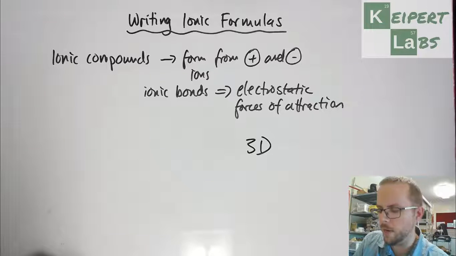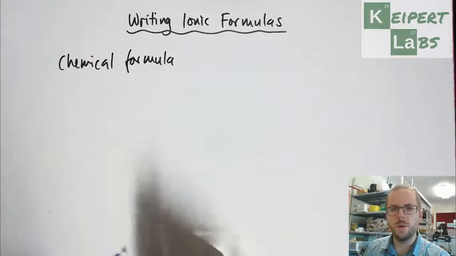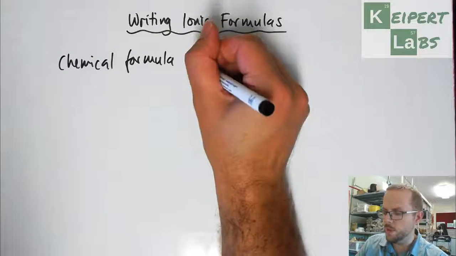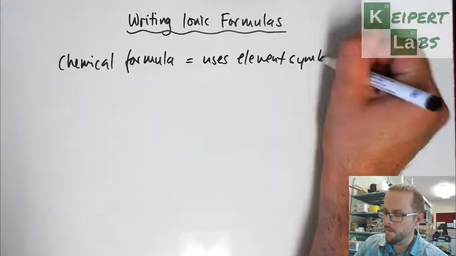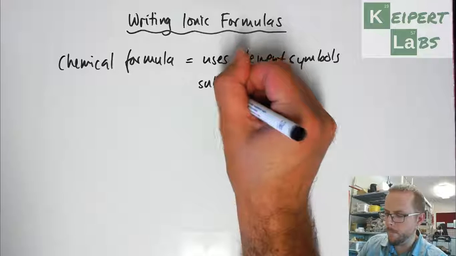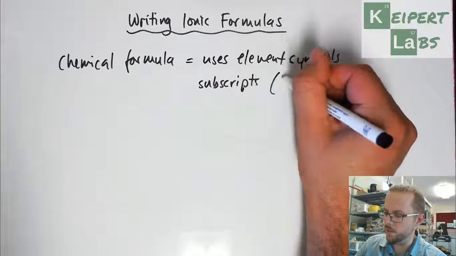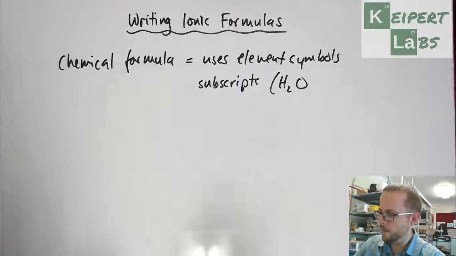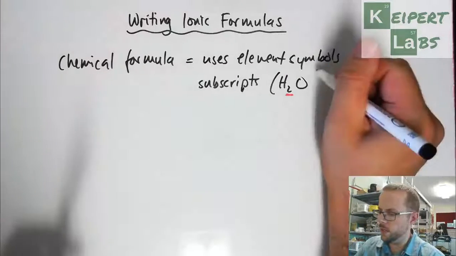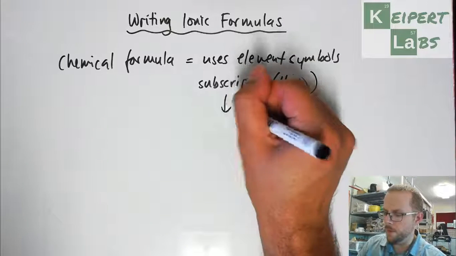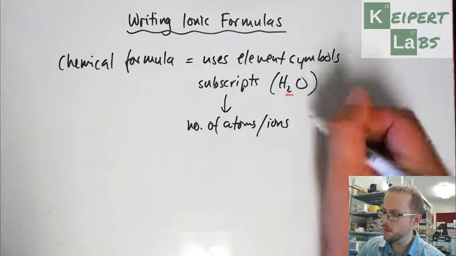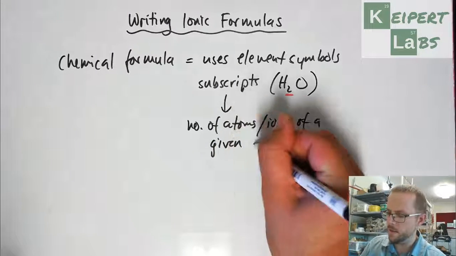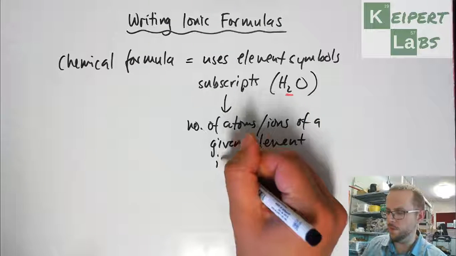Because remember that when we're thinking about our chemical formulas, just like you've done in the past, we use element symbols. We have subscripts. So if we're thinking about, say, water, the 2 in water tells us the number of atoms, or in this case, we're going to see ions, of the given element in the formula.